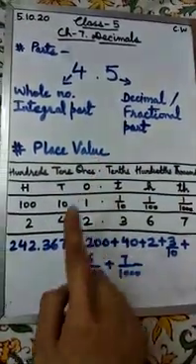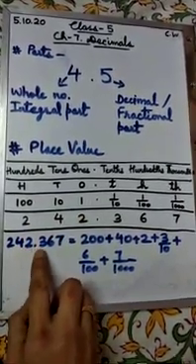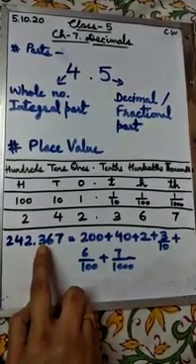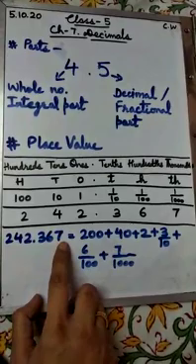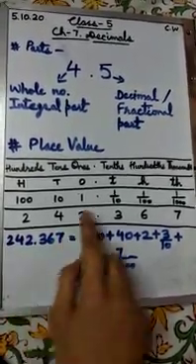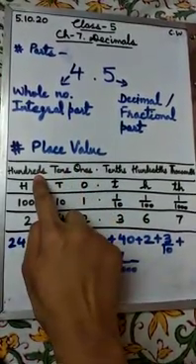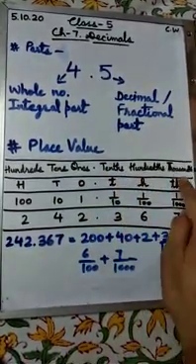What are the place values? For example, I have taken 242.367. Remember, while reading a decimal number, we read the decimal part digit by digit, not like 367. So how to place it? Students, we already know the ones, tens, hundreds places. After the decimal, the places are tenths, hundredths, thousandths.